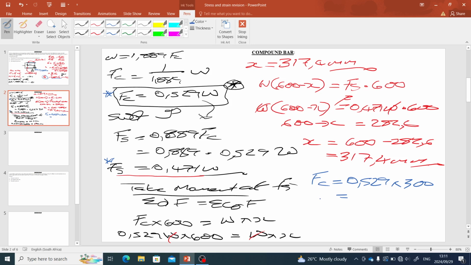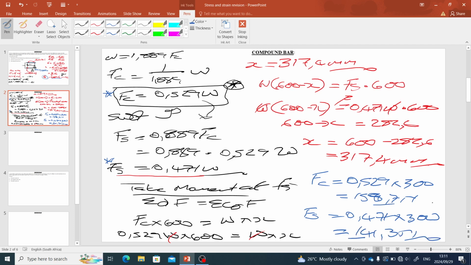And our force there would be our force on Fc. The force on Fc, it would be 158,7 Newton. Then when you minus this from 300, then you will get the Fs. But if you want to multiply by W, it doesn't matter. You'll get the same answer. It will be 0.471 multiplied by 300. Then you will get your answer as 141,3 Newton. Because when you add this and that, they must give you the force total of 300.